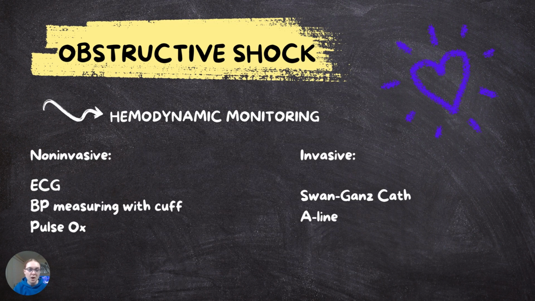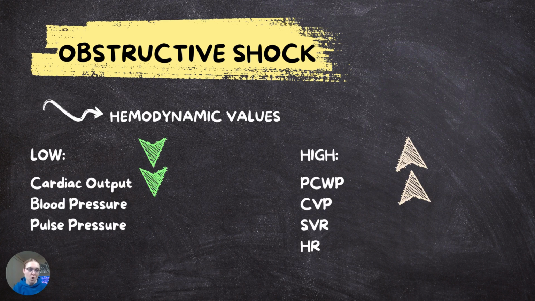So hemodynamic monitoring for a patient with obstructive shock. We're going to do some non-invasive and invasive. We're going to have our echocardiogram. And of course, we're going to be monitoring our blood pressure continuously with a cuff and our pulse ox continuously. Invasively, we are going to be monitoring with a Swan-Ganz catheter and an arterial line. Our low hemodynamic values will include our cardiac output, our blood pressure, and our pulse pressure.